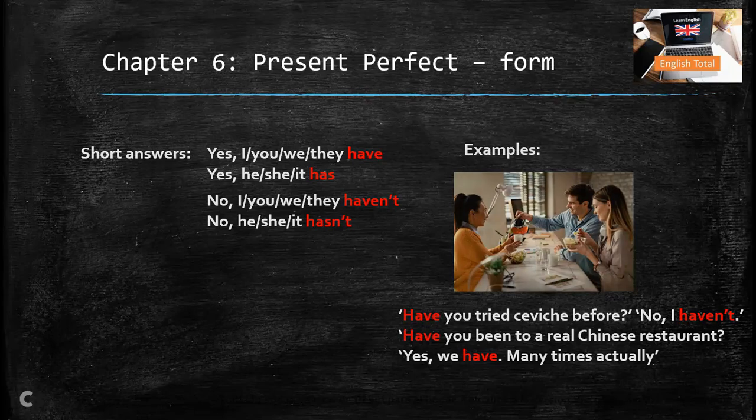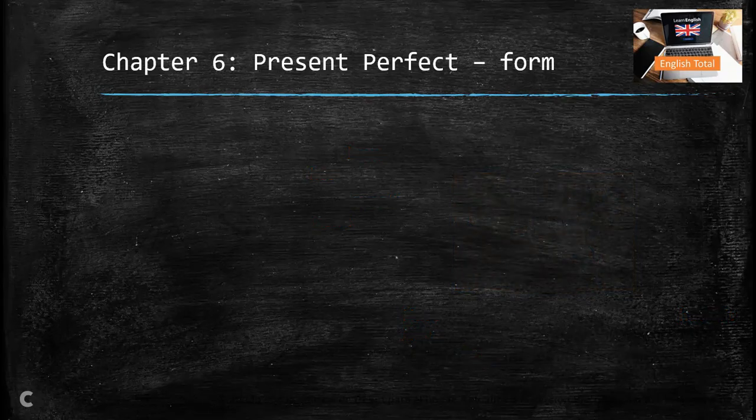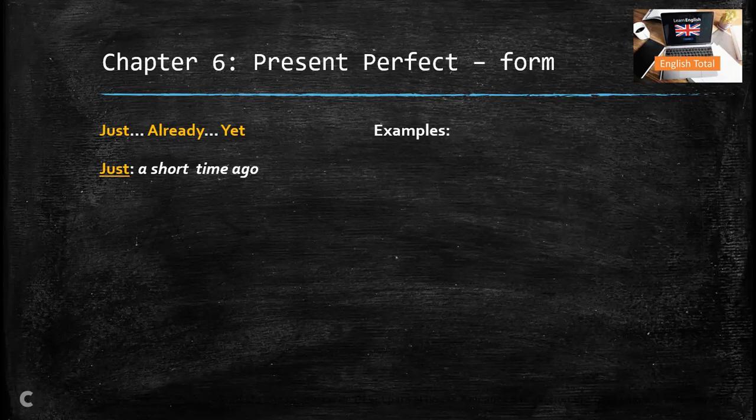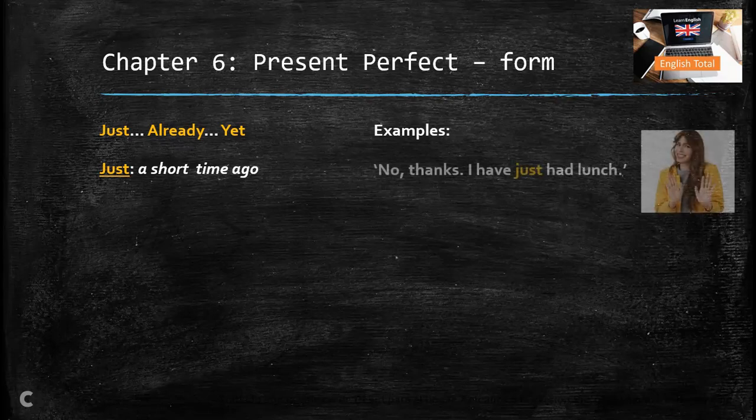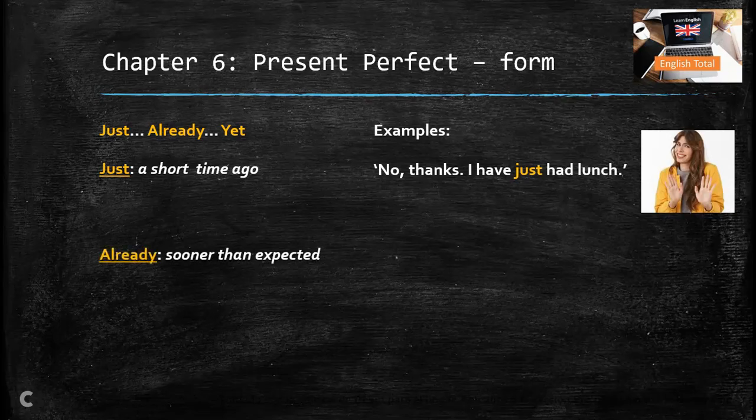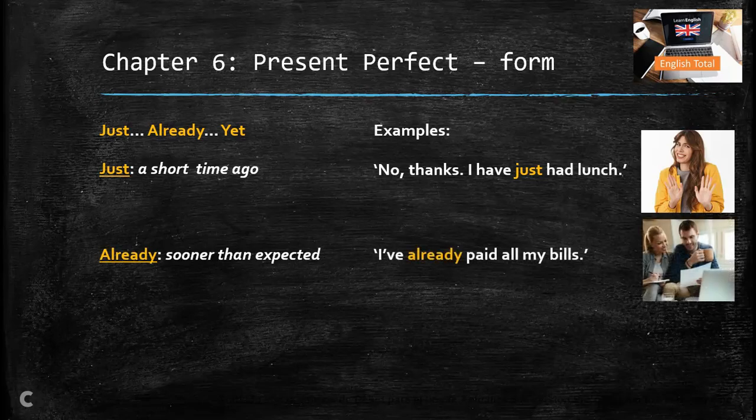Let's move on to the last part of this lesson. Let's have a look at these very important words, which are often used with the present perfect. Just, already, and yet, along with some examples. Just, which means a short time ago. No, thanks. I have just had lunch. Already, which means sooner than expected. I've already paid all my bills.